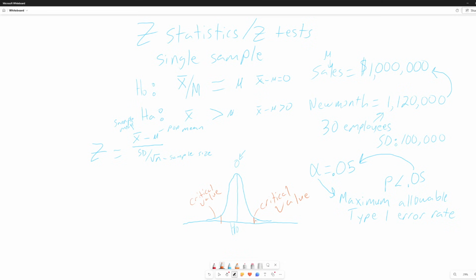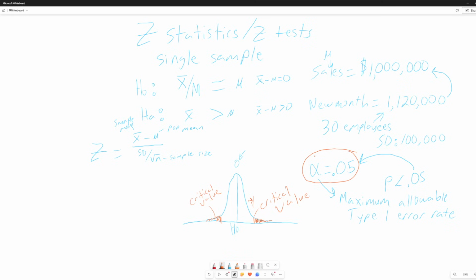And we start to ask ourselves, what portion of this distribution is in this shaded region? Well, 5% of the time that the null hypothesis is true, we're going to make a type 1 error, meaning that we're going to find a test statistic further out than the critical value here, and we're going to make a type 1 error in either direction.